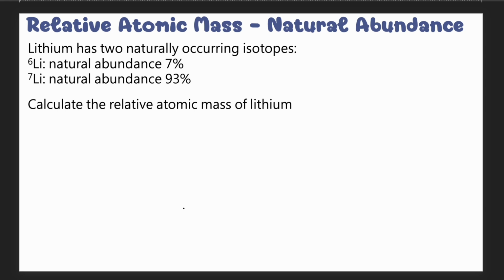Next, lithium has two isotopes, Li-6 and Li-7. Li-6 is 7% and Li-7 is 93%. Calculate Ar. So the mass number times its natural abundance: 6 times 7 plus 7 times 93, divided by 100. And we get 6.93. So the relative atomic mass of lithium is 6.93.